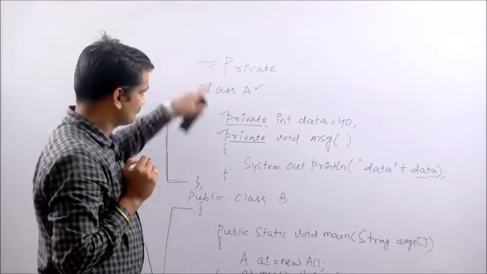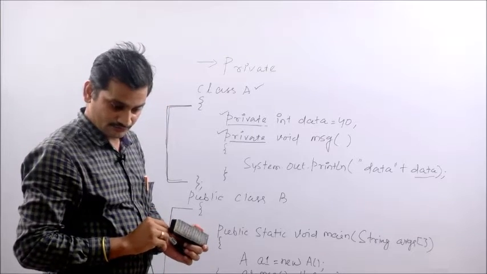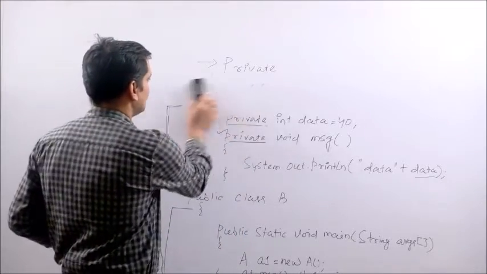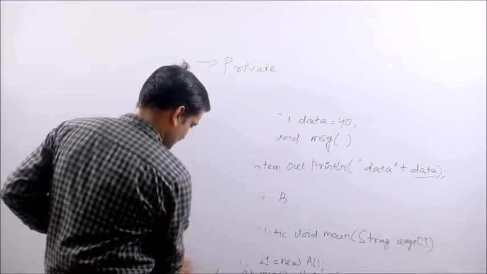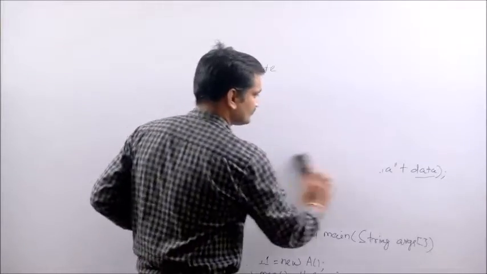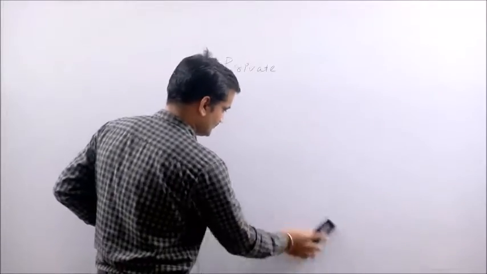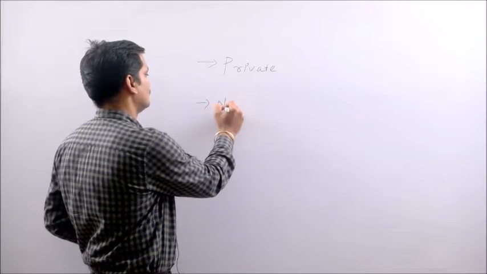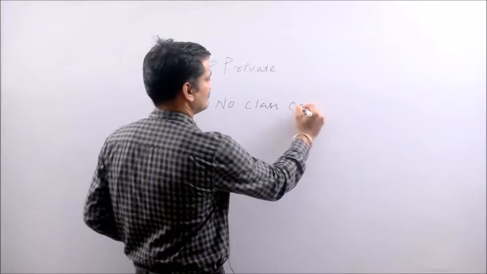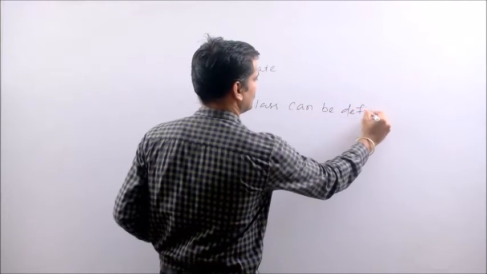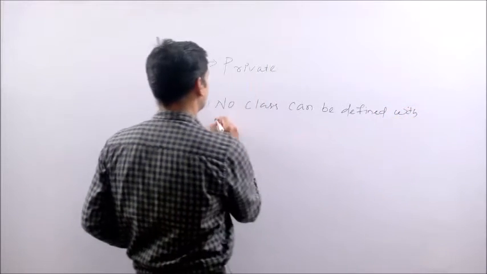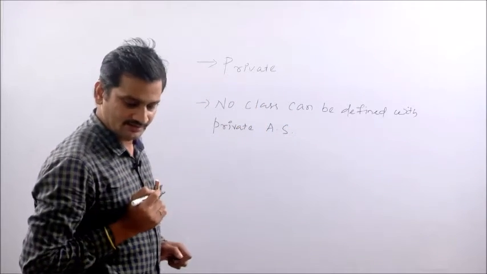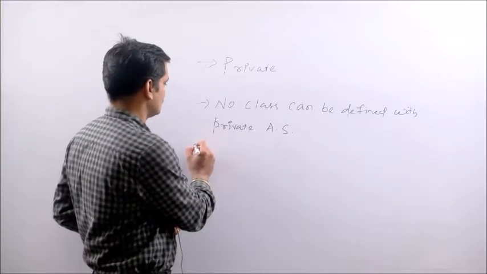Okay. So, this is about the access specifier private. Then coming to the next access specifier, there are two points you have to remember about private access specifier: no class can be defined with private access specifier, and constructors are never going to be private.